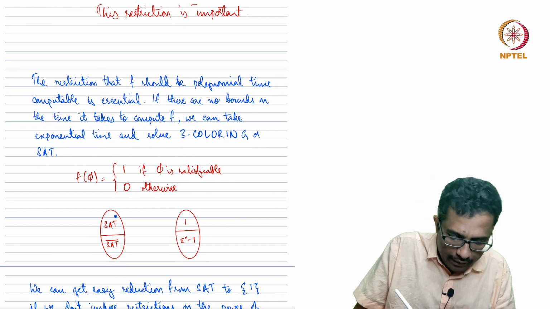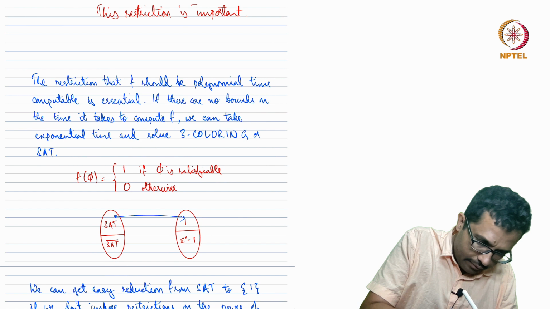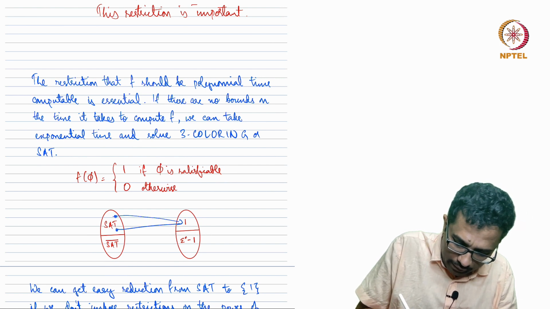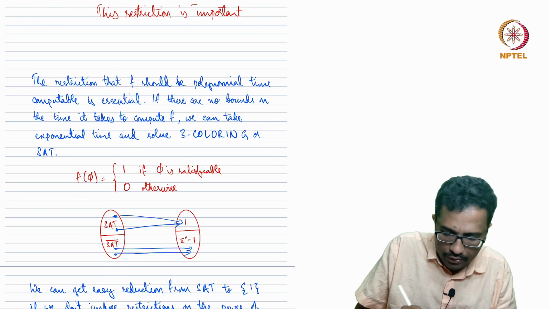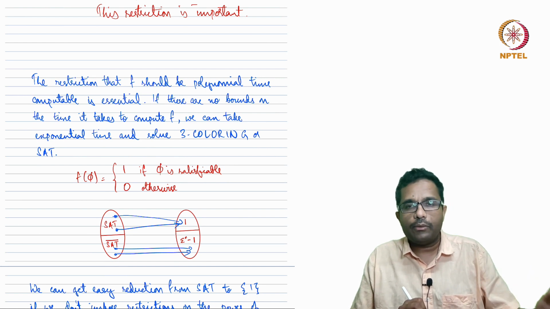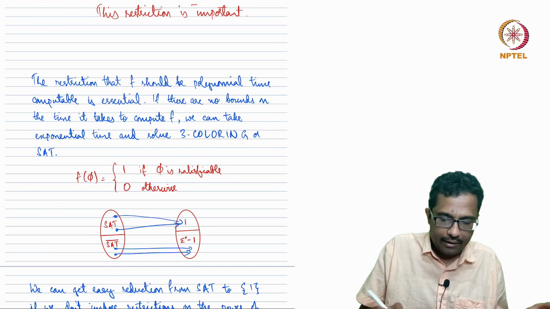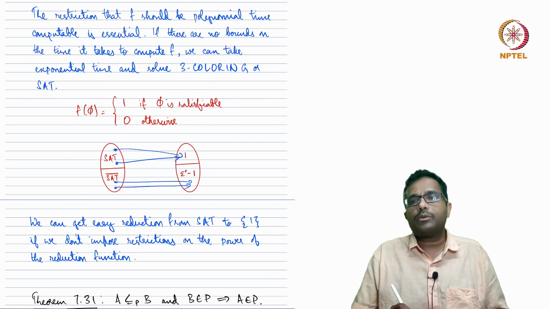So any formula that is satisfiable will map to 1, right? And any formula that is not satisfiable will map to some other string, will map to 0. So basically this is a reduction from satisfiability to the set 1 and everything that is not 1, and then this is easy to decide. The transformed instance is quite easy to decide.